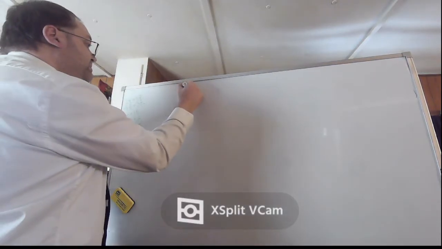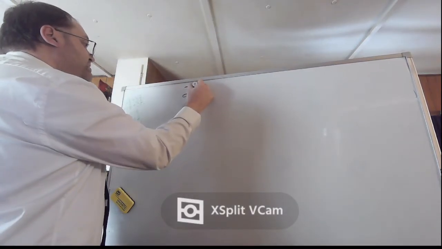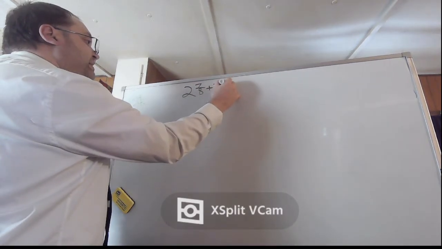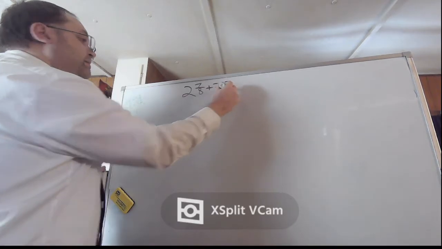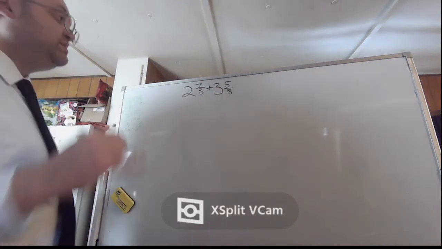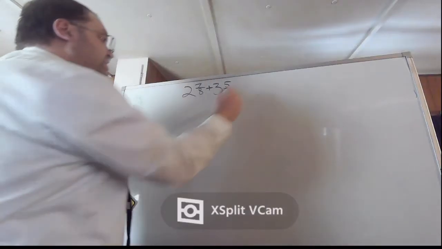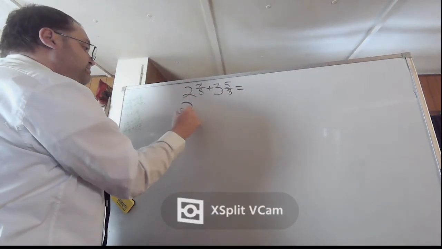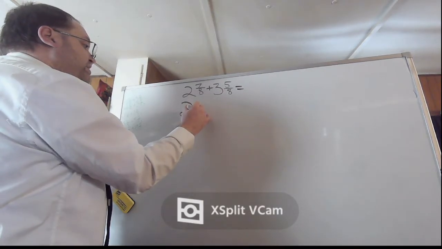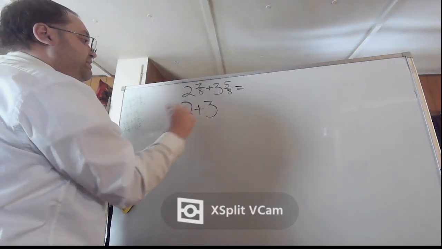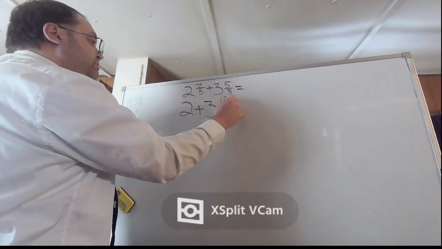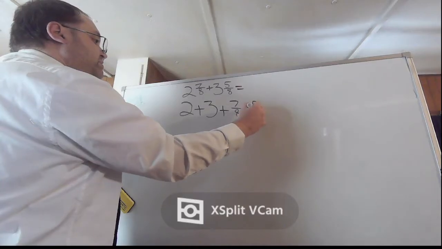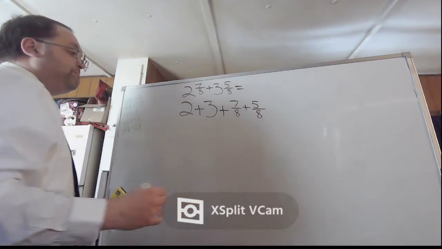Okay, how about something like this? We got 2 7/8 plus 3 5/8. Again, start by separating your whole numbers from the fractions. So you'll have 2 plus 3 plus 7/8 plus 5/8. You can separate them very easily.